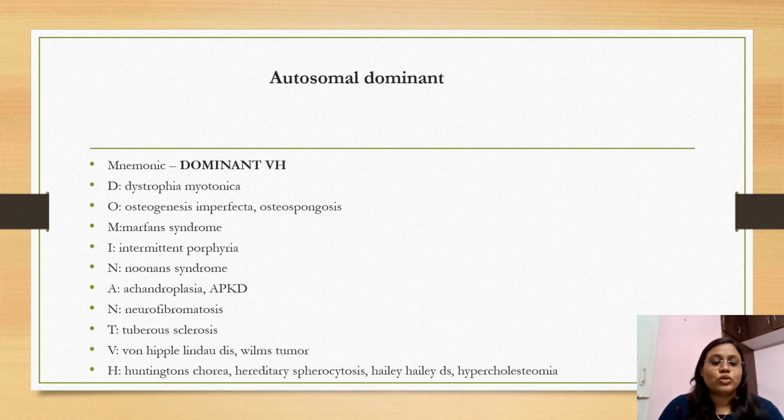From N it is neurofibromatosis. From T it is tuberous sclerosis. From V it is von Hippel-Lindau disease or Wilms tumor, which is commonly asked in multiple choice questions. Then from H it is Huntington chorea, hereditary spherocytosis and hypercholesterolemia.